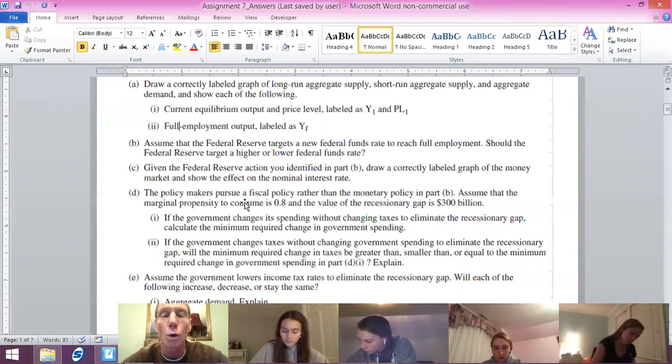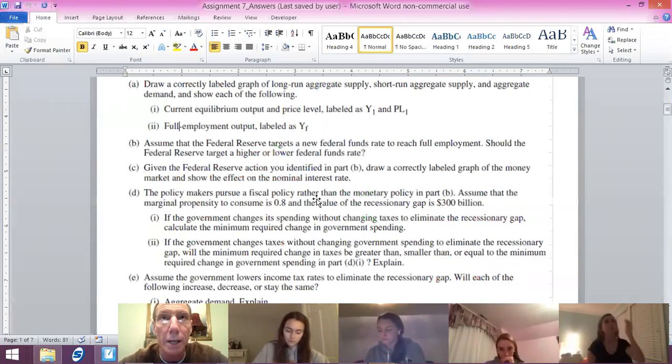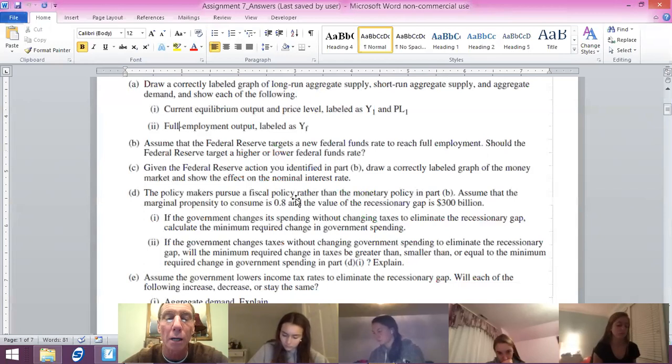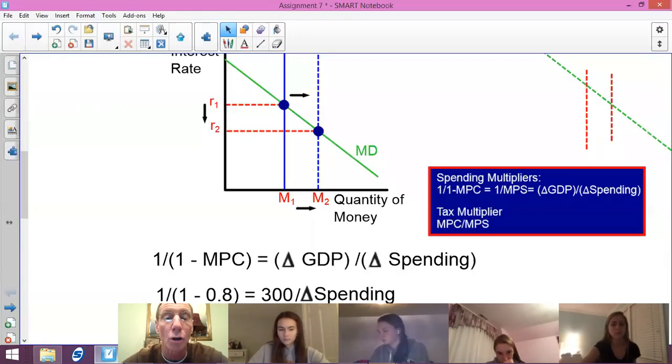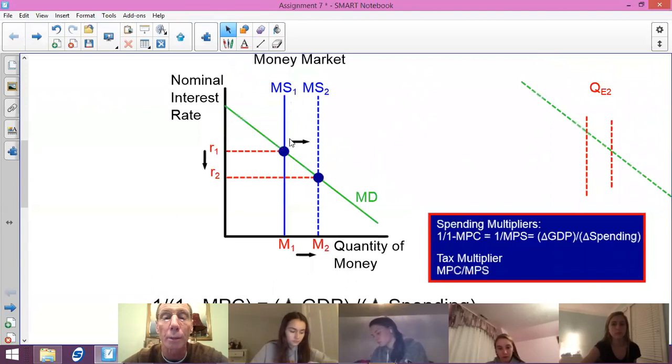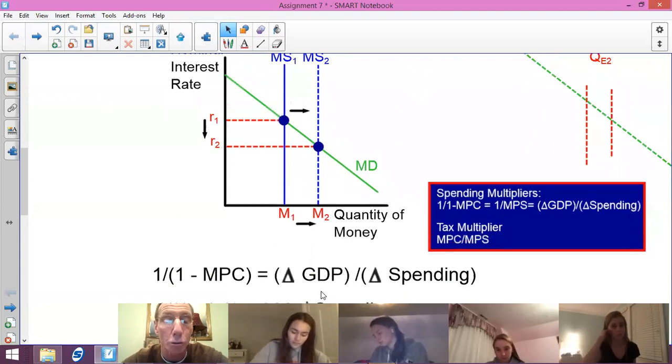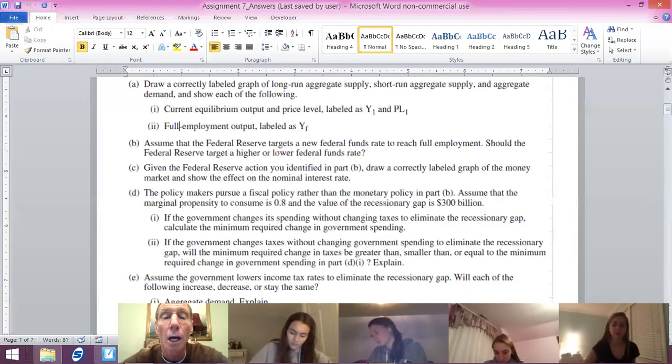Policy makers want to pursue a fiscal policy. Now, that is either government spending or government taxing. Those are the two main categories of fiscal policy. Monetary policy is done by the Federal Reserve Bank, and that is either lowering or raising the money supply, okay? But if we're going to pursue fiscal policy, we're going to either tax or spend more, or tax less, or spend less, okay?